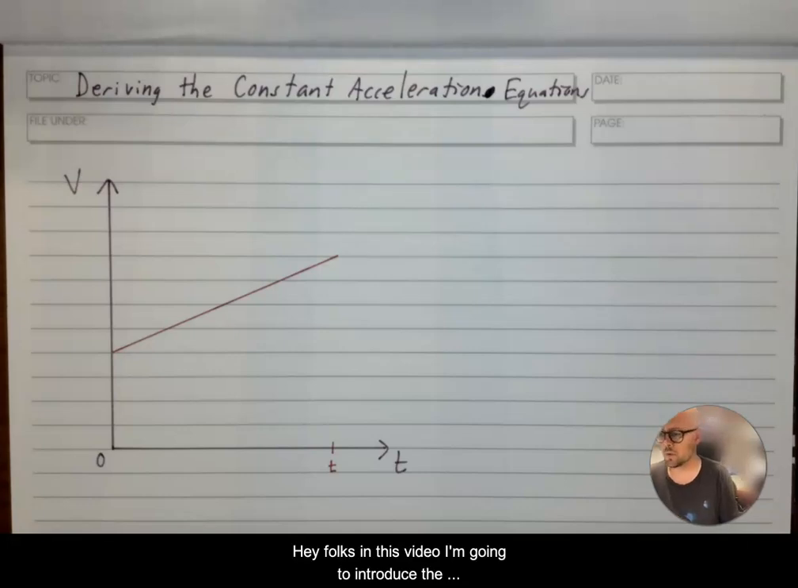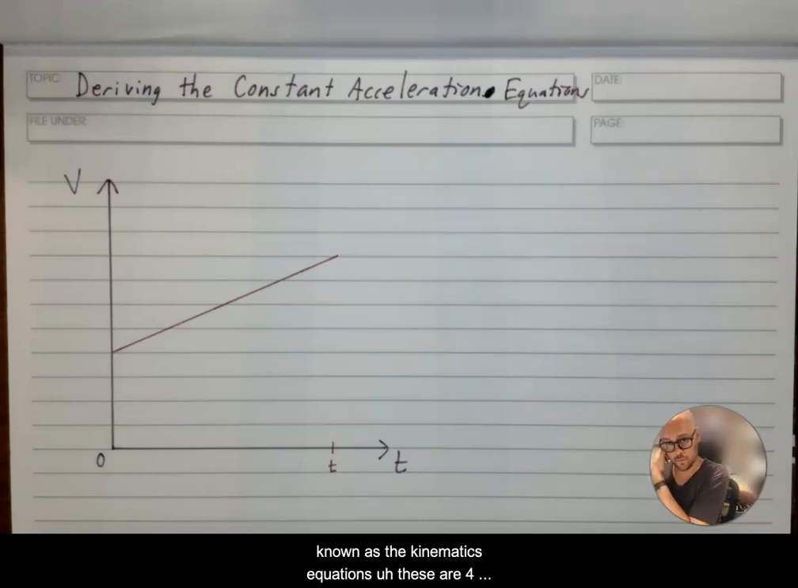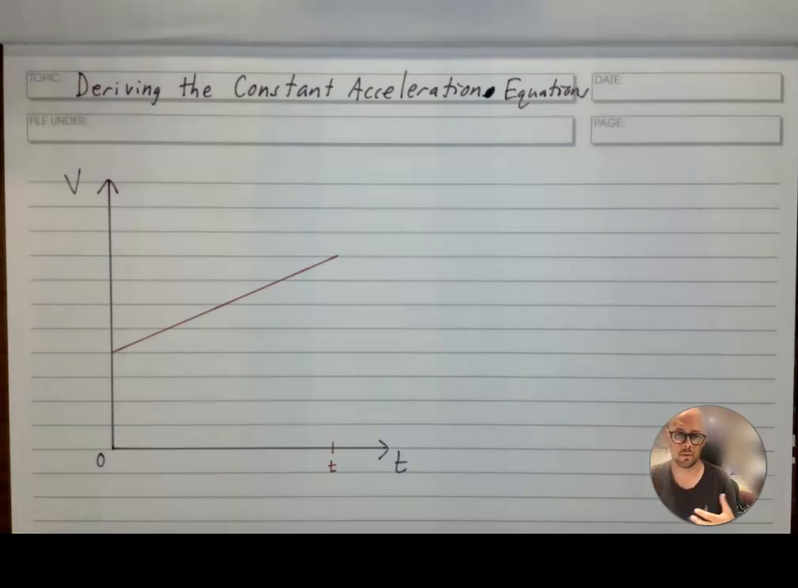Hey folks, in this video I'm going to introduce the constant acceleration equations, which are also known as the kinematics equations. These are four equations that you can use anytime you are working with problems involving constant acceleration. Most things in this physics course are constant acceleration until we get to the end of the course. So these are mostly safe to use for now.